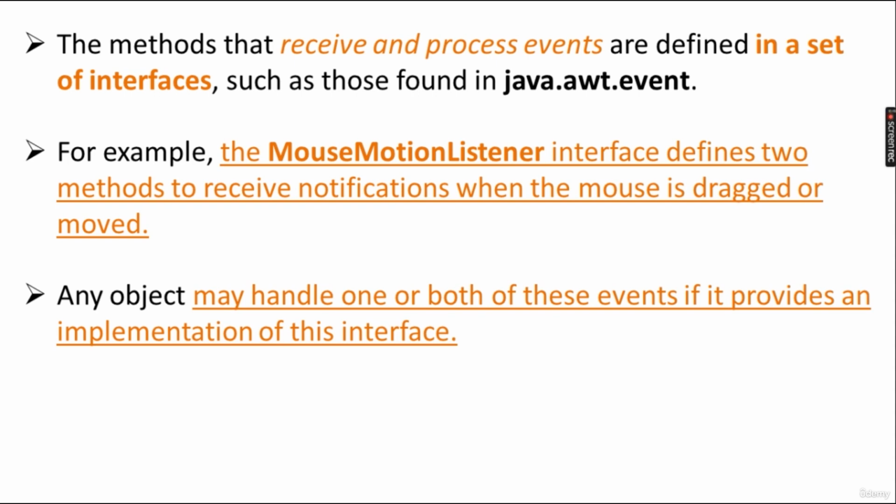The methods that receive and process these events are defined in a set of interfaces found in java.awt.event. For example, the MouseMotionListener interface defines two methods to receive notifications when the mouse is dragged or moved. What should be done in each case is provided in those methods: when the mouse is dragged, what should I do? When the mouse is moved, what should I do? Any object may handle one or both of these events if it provides an implementation of this interface.